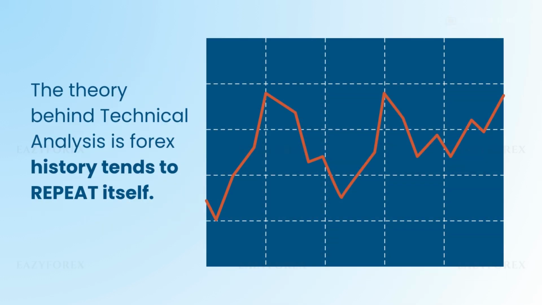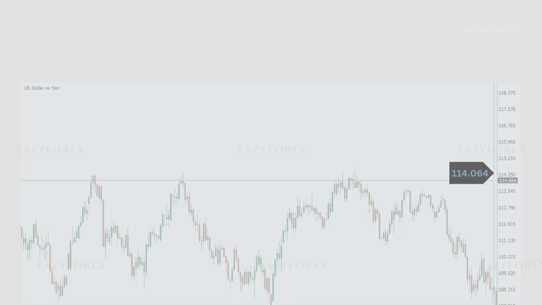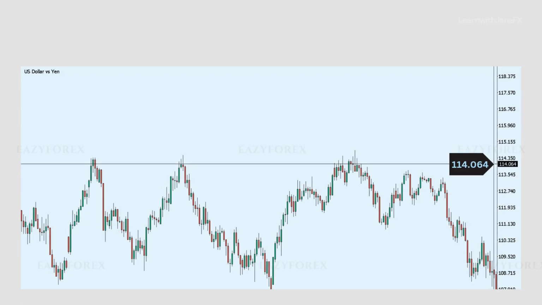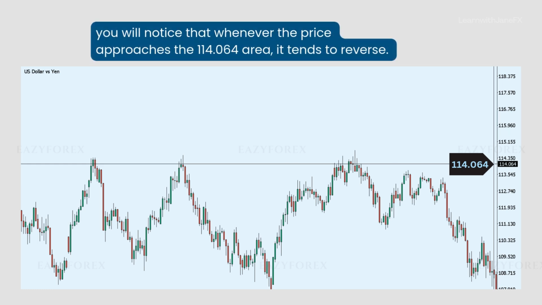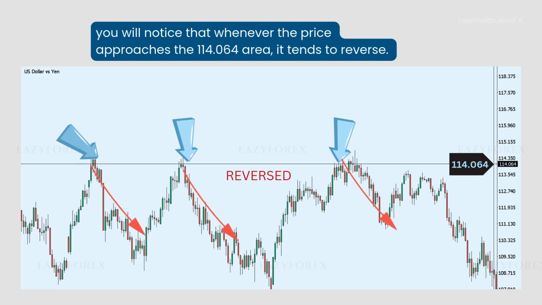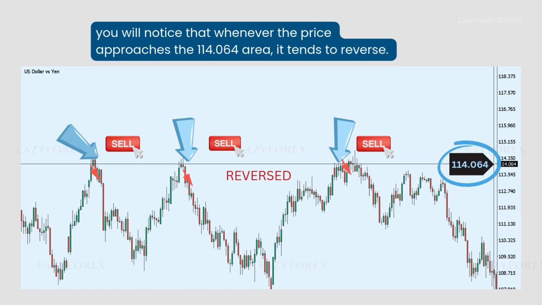The theory behind technical analysis is Forex history tends to repeat itself. In this example, we have the US dollar-yen market. You will notice that whenever the price approaches the 114.064 area, it tends to reverse. This could indicate that it may be a good time to consider selling US dollar-yen the next time it reaches 114.064. Why?